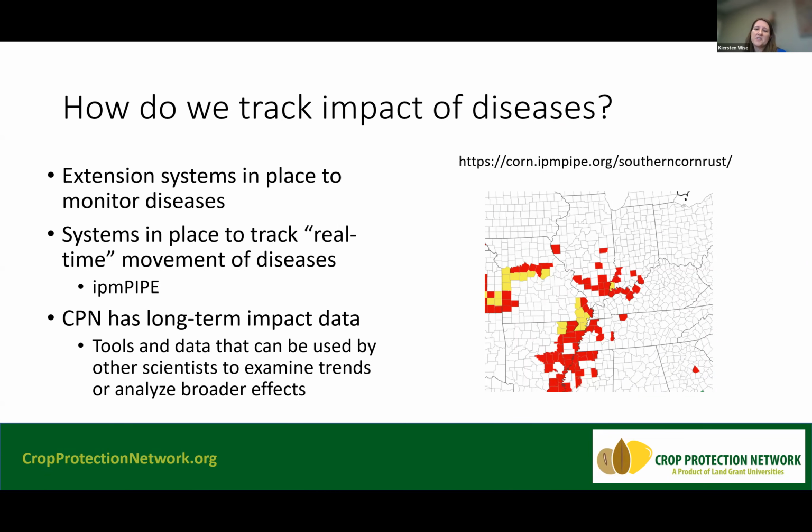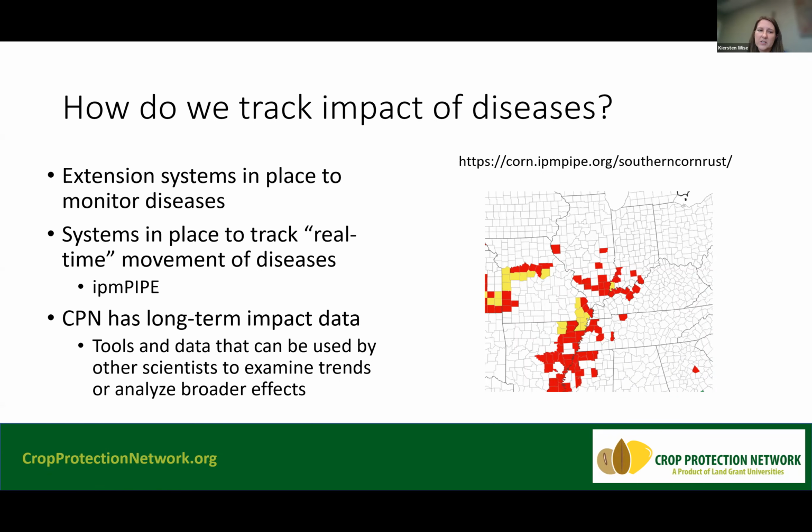of diseases. And so just kind of tying it in a neat bow with soybean rust, I mentioned that there are these tracking systems, and Extension has some really good systems in place to monitor diseases. And some of these are through the IPM pipe that you see here, so these are our sort of real-time tracking websites that we use to monitor where disease is in a given season. And that tells one part of the story, right? When we think about disease impact, is where it is, in a given year.